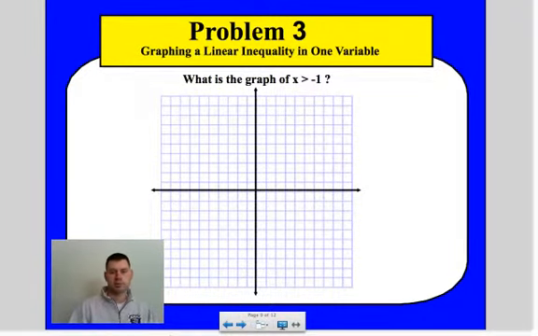Let's look at problem number 3. What happens if we only have one variable? Well, this is easy. If you paid attention in earlier sections, what does it mean to be x equals -1? Well, that's a -1 on the x-axis, and it's a vertical line. So that's all you're doing.